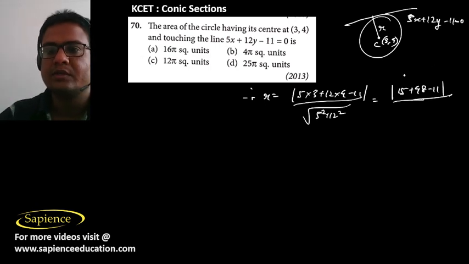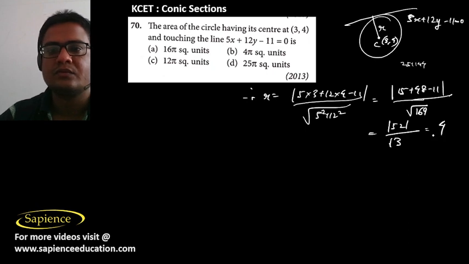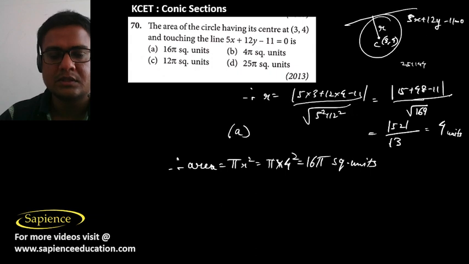So that would be 25 plus 144, that is root over 169. So this will be 15 minus 11, that is 4. So 48 plus 4, that is 52. So mod of 52 by root over 169, that is 13. So 13 fours are 52. So 4 units is the radius. So therefore the area of the circle will be pi r square, that is pi into 4 square, that is equal to 16 pi square units. So therefore option A is the correct answer.